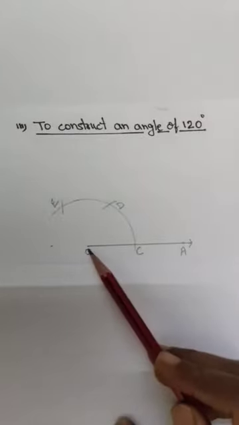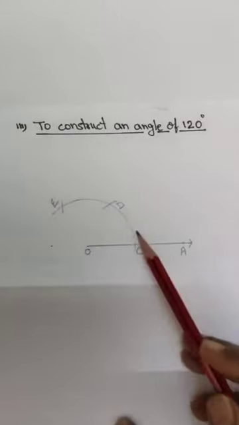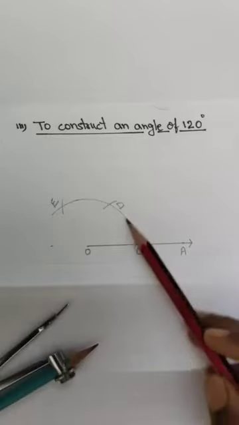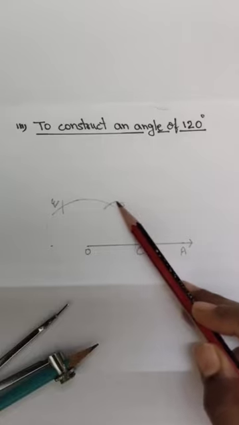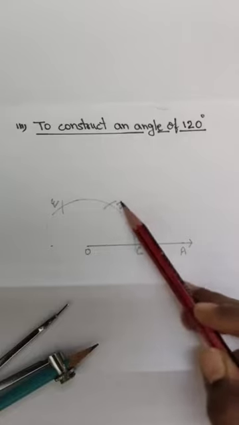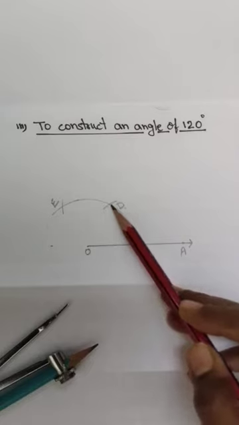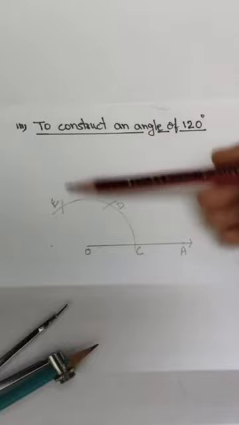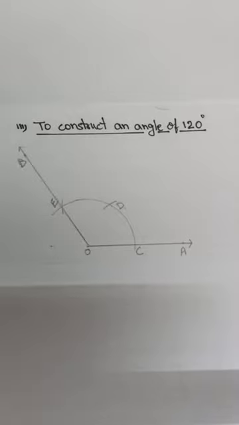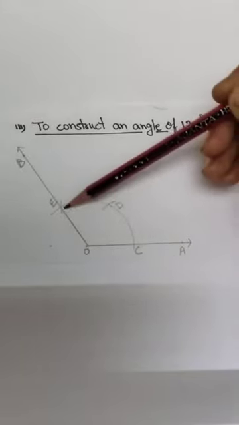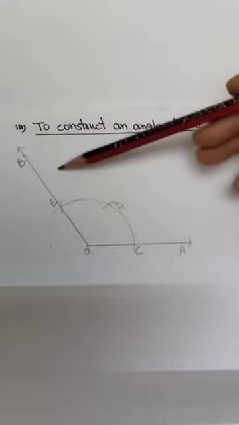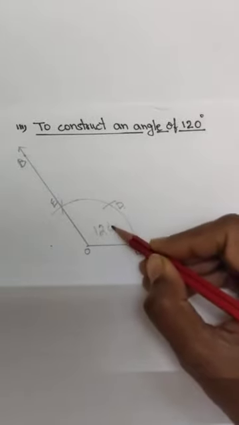With O as a center, first of all you have to draw one big arc which cuts ray OA at C. Then with the same radius and C as a center, draw one arc which cuts the previous arc at D. Now with D as a center and taking the same radius, draw one more arc which cuts the first arc at E. Join OE and produce it to give it the name OB. Now this angle AOB is 120 degree.